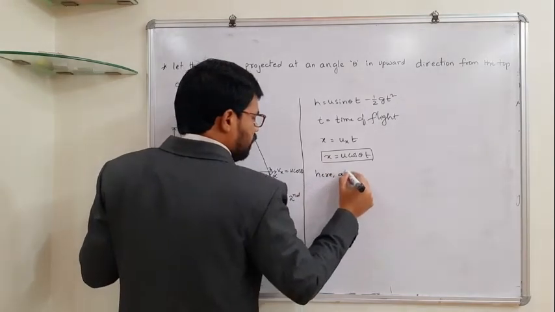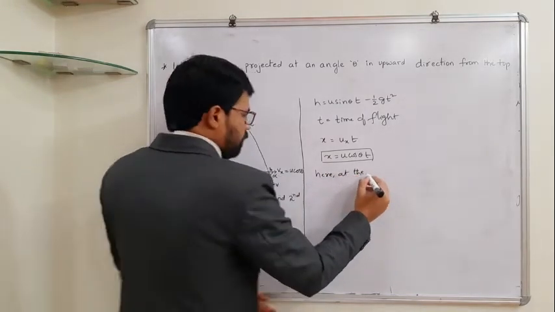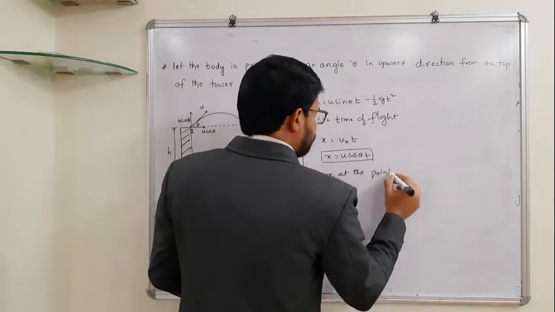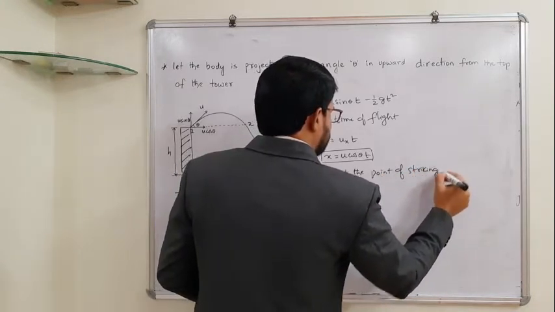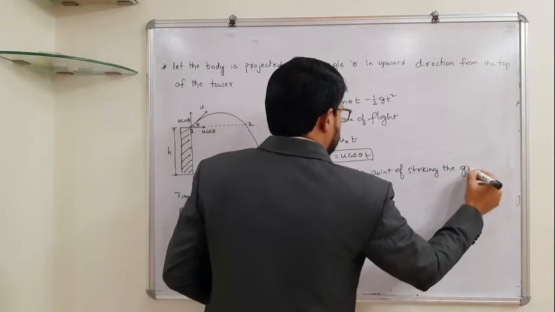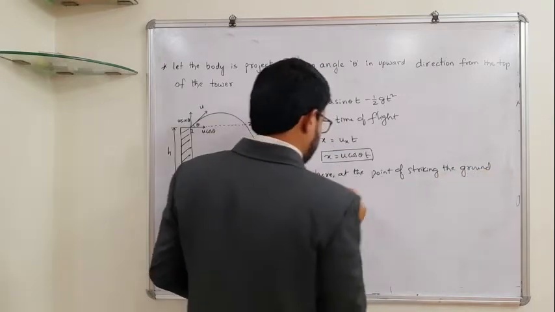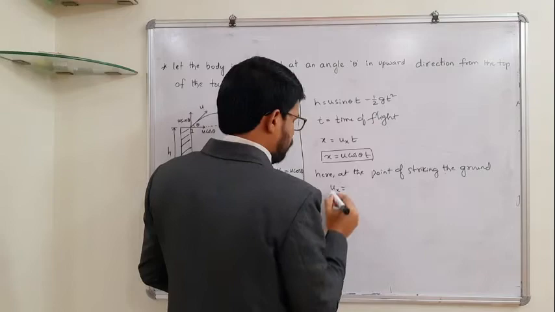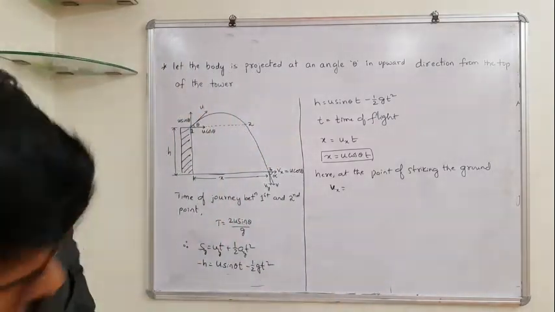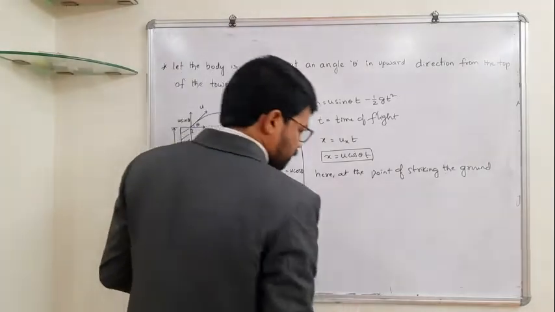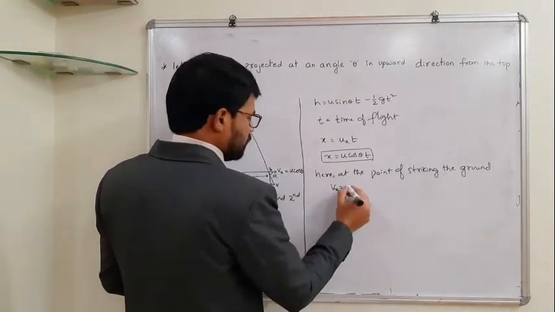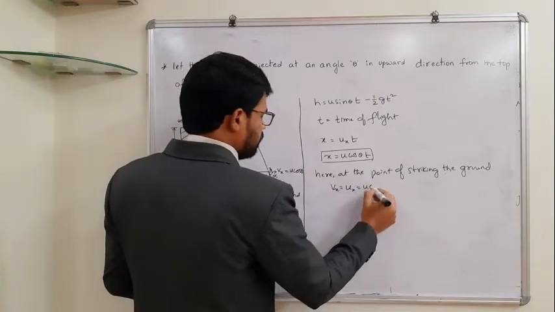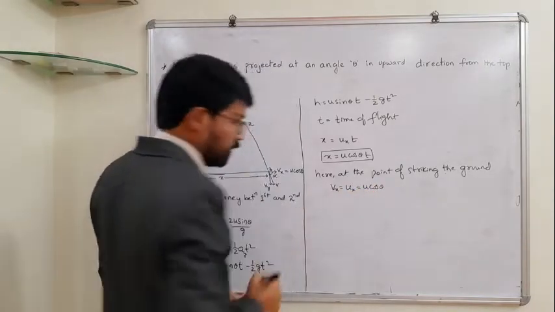So finally, at the point of striking the ground, vx is equal to what? ux, isn't it? vx is equal to ux, and that ux is equal to u cos theta. So vx is known to us at the point of striking.